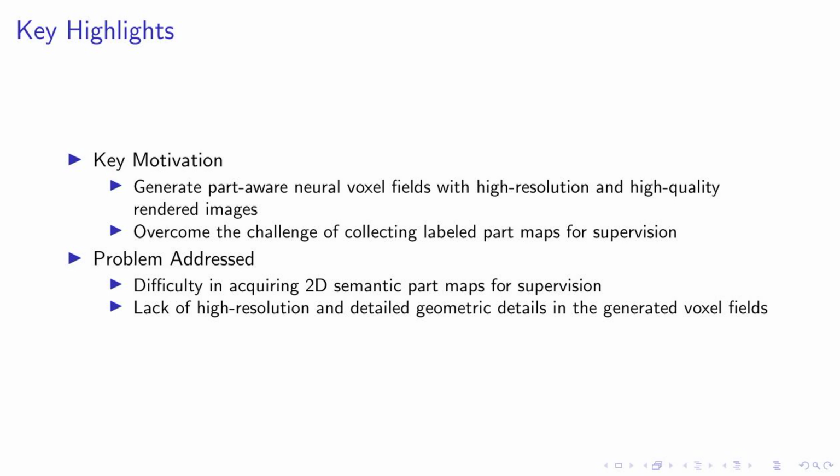The first issue is the difficulty in acquiring 2D semantic part maps for supervision. This is a significant hurdle in our field, and we've made strides in addressing it. The second problem is the lack of high-resolution and detailed geometric details in the generated voxel fields. Our method enhances the resolution and geometric details, thereby improving the quality of the rendered images. In the next slides, we will delve deeper into our proposed method and how it addresses these challenges.